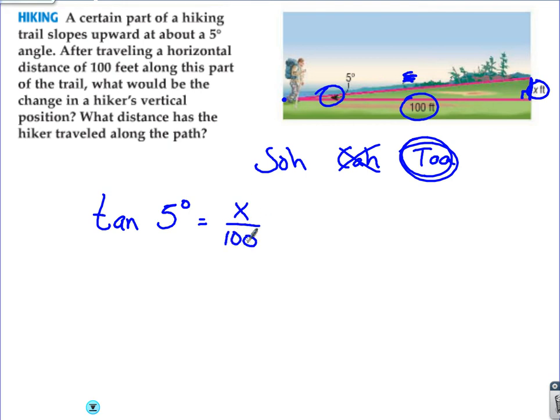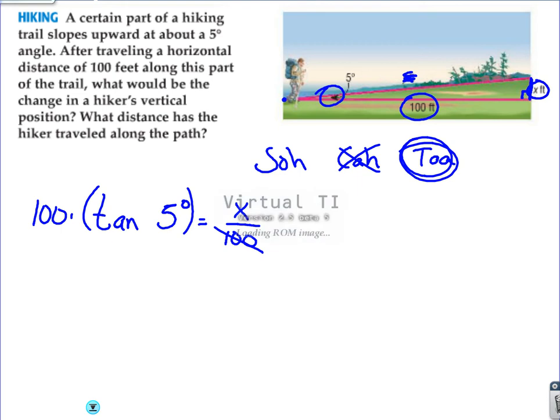And we have to solve this equation. The tangent of 5 degrees is a number. Treat this whole thing just like a number. And we've got to solve this equation. Alex, how do I get x by itself? How do I get rid of this 100? How do I move it over here? Multiply. So in your calculator, you would type in 100 times the tangent of 5 degrees.